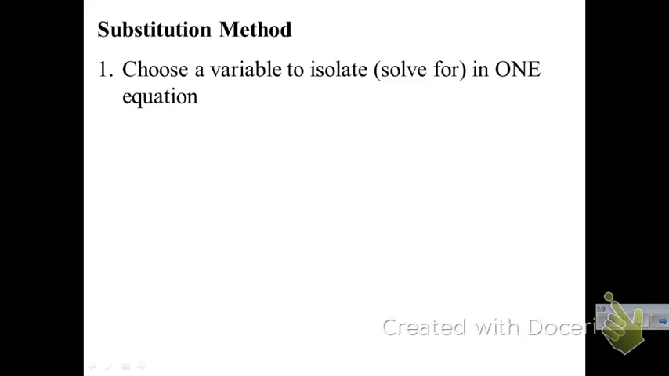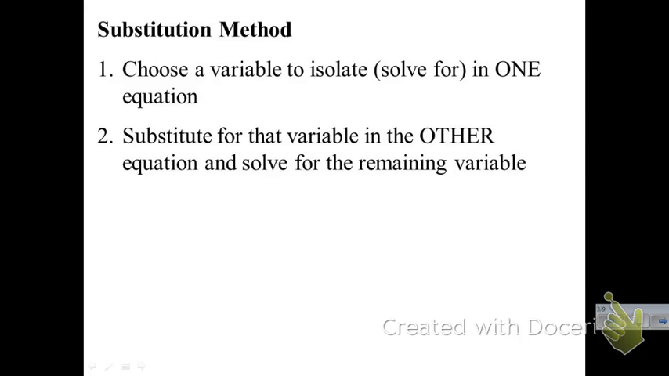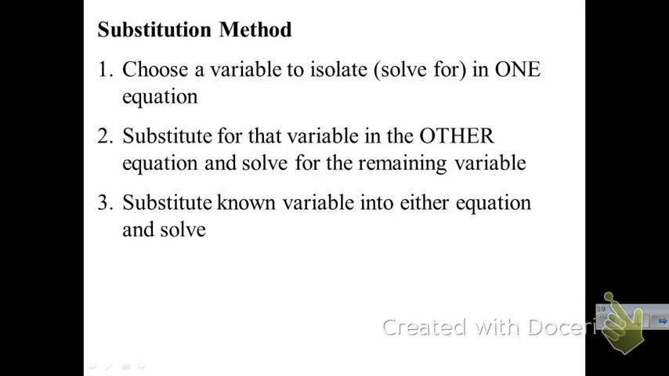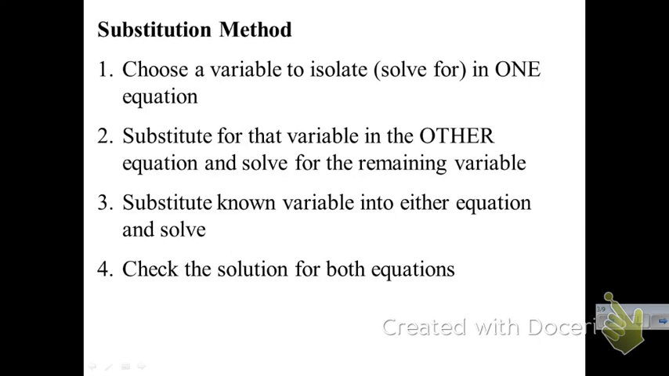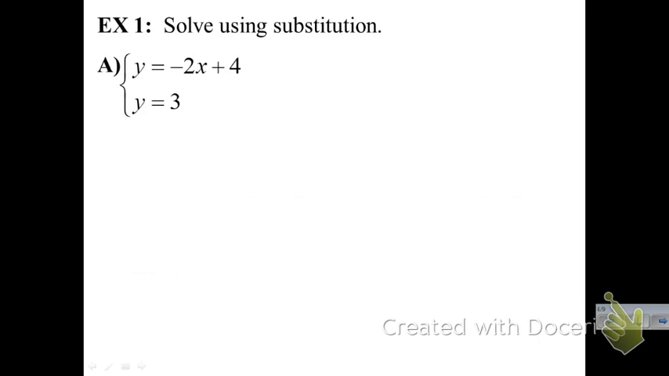The substitution method, I'm going to give you some steps. Your first step is to choose a variable to isolate or to solve for in one equation. This is already going to be done for you. You're already going to have one variable already isolated, so you're just going to have to pick that variable out. Step 2, you're going to substitute that variable into the other equation and solve for the remaining variable. Step 3, you'll substitute your known variable into either equation and solve. And step 4, then you'll check your solution for both equations.